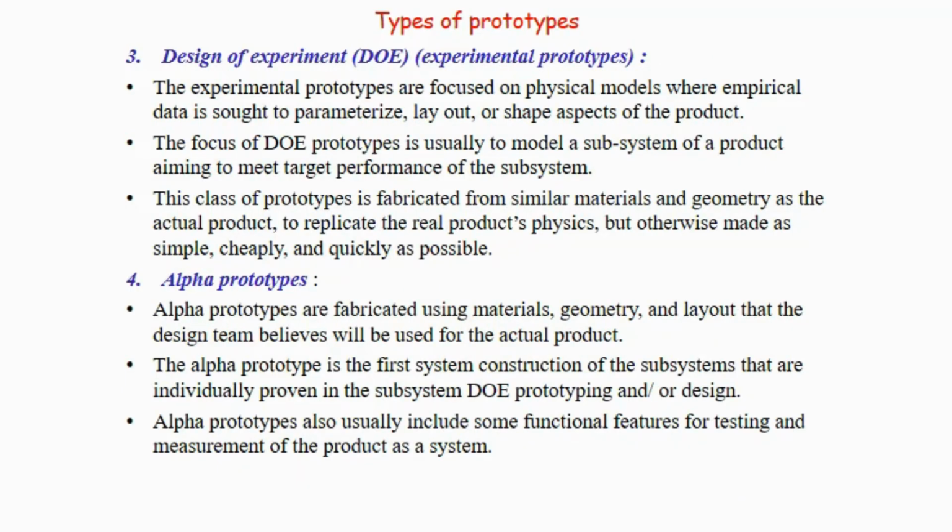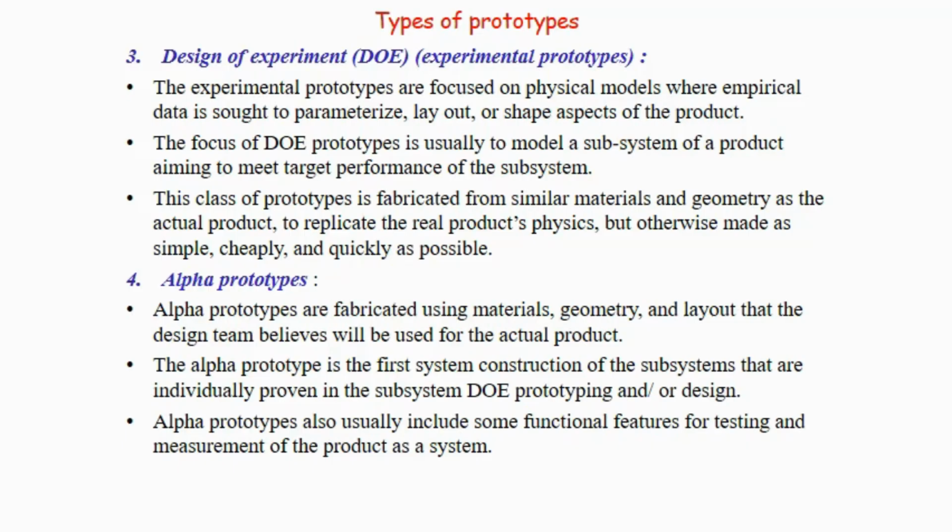The third one is called an experimental prototype. It focuses more on the physical model, wherein a particular parameter, a layout, or something about that product is specified. So usually it models a subsystem of a product, which will further lead to betterment of the original system or a subsystem of a bigger version or a final product.